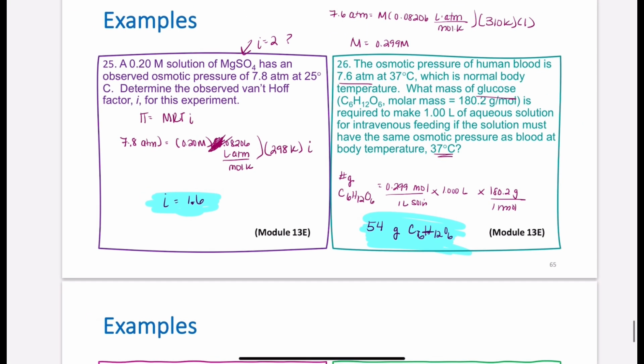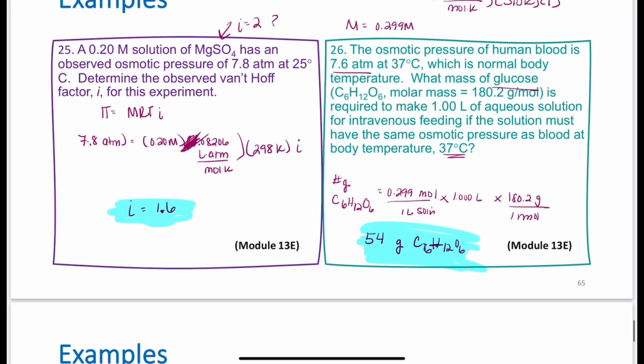Basically, to bring the pressure of this up to the same as human blood, I would need to add 54 grams of glucose to it.